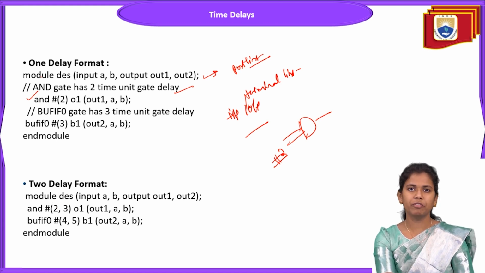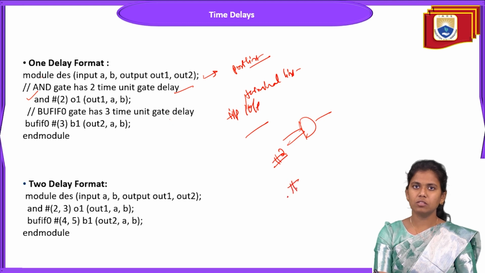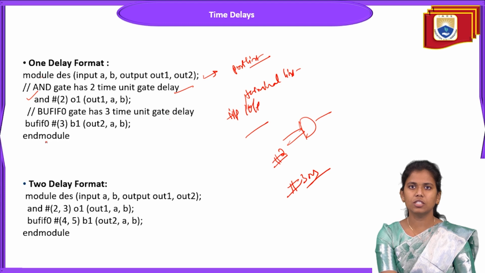So buff if 0, buff if 1, buff if not. These are the bidirectional gates. In the example, if you are considering any bidirectional gate, that is buff if 0. This buff if 0 gate has 3 time units of delay. That means the delay pertains to 3 time units, that is 3 nanoseconds, for example. For this 3 nanoseconds, the representation is the same.